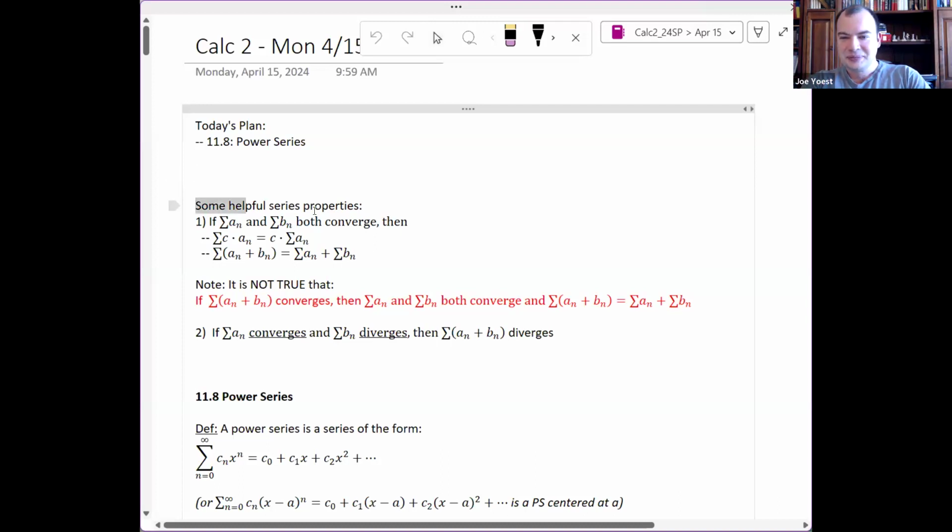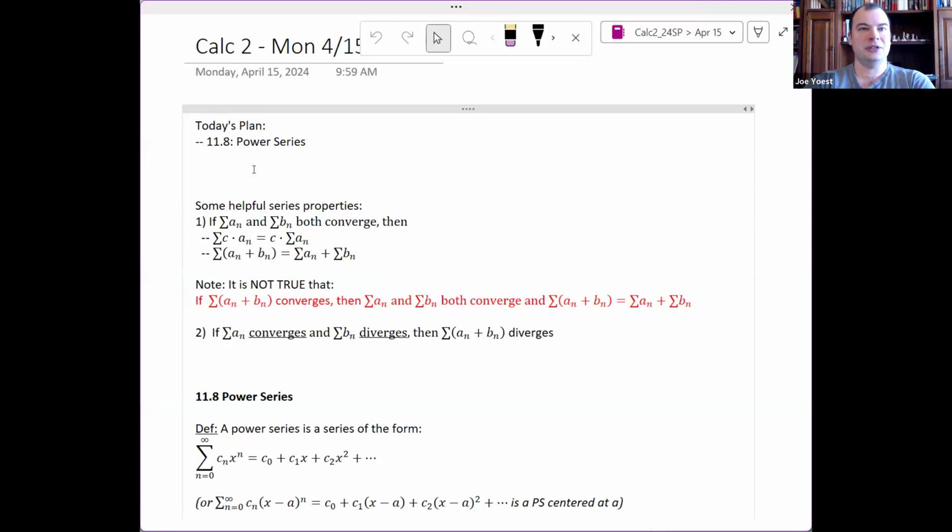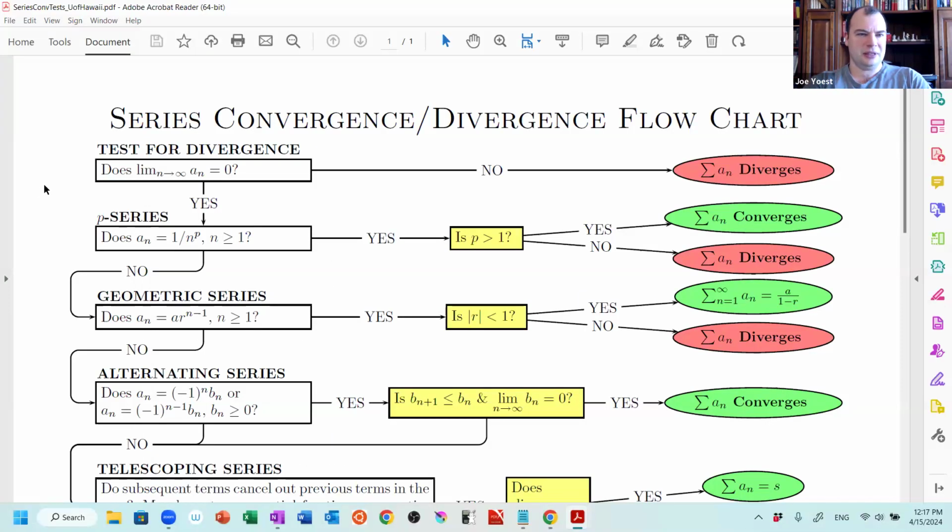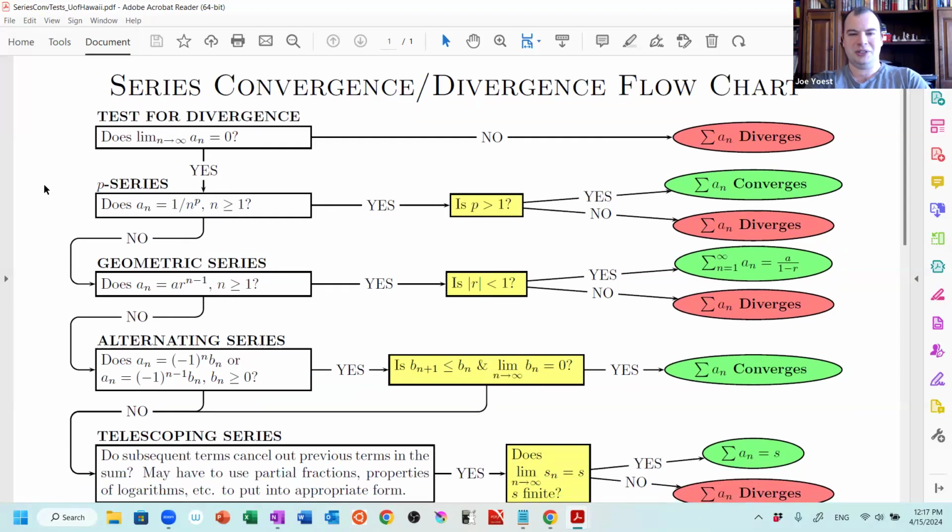Okay, so before we jump into power series, just a couple of notes. The first note, I posted the flow chart for series convergence tests. This is something that somebody from University of Hawaii published, and I think it's just the best one of these that I've seen. I tried to make one myself, and I was like, why am I going to reinvent the wheel? This one is quite good.